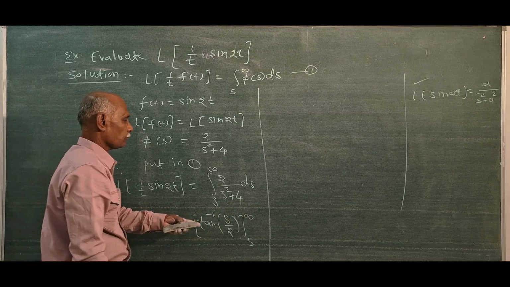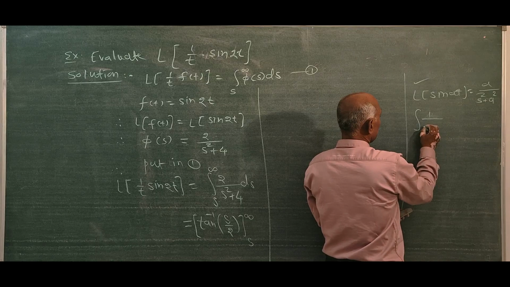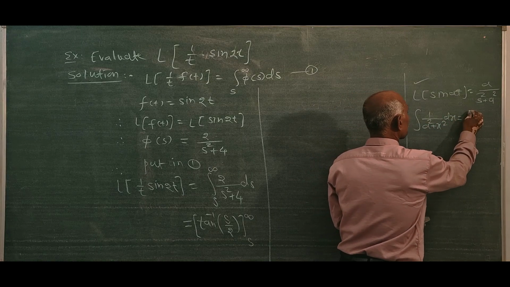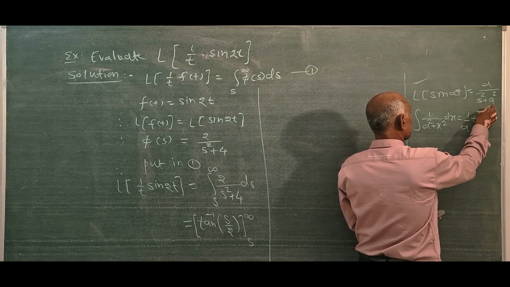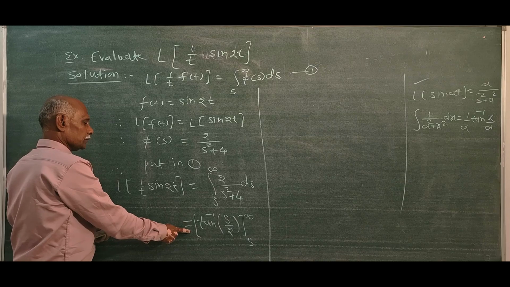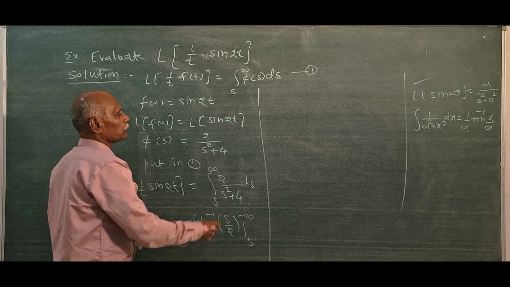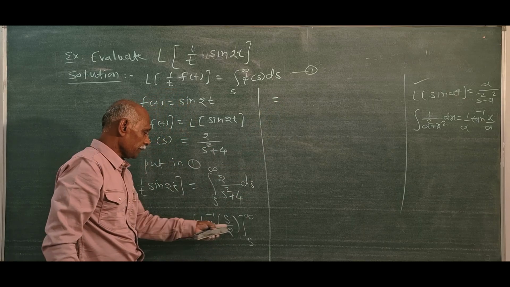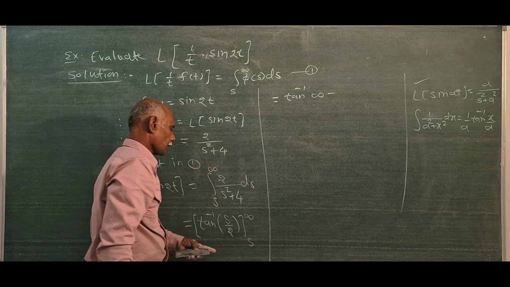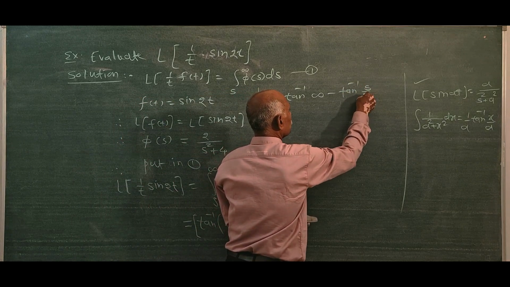This is the standard formula: the integration of 1 upon x square plus a square is 1 by a tan inverse x by a. This is a formula from 12th science. Here a is 2, therefore directly we write tan inverse x by 2. For the upper limit we have to put infinity, the dangerous limit, tan inverse infinity. The lower limit is not dangerous, tan inverse s upon 2.